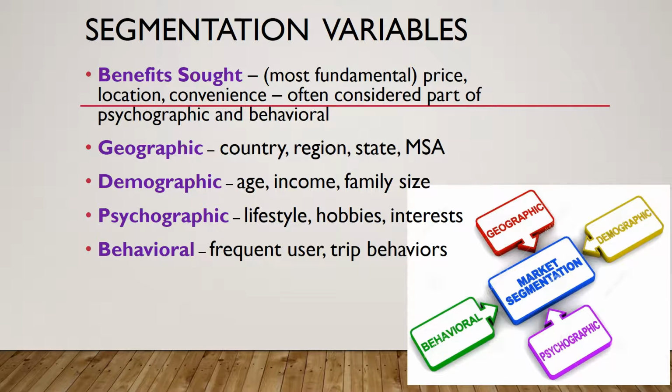A couple of the other variables that are used are the benefits sought. This is really the most fundamental of all the variables. What are people looking for from your particular service? Are they looking for a particular price point? Are they concerned about the location? Is it close to them? Are they concerned about convenience? Often these are considered to be part of the psychographic and behavioral dimensions. So we include that with geography: country, region, state, metropolitan statistical area. All of these are different factors that you can use to create a segment.